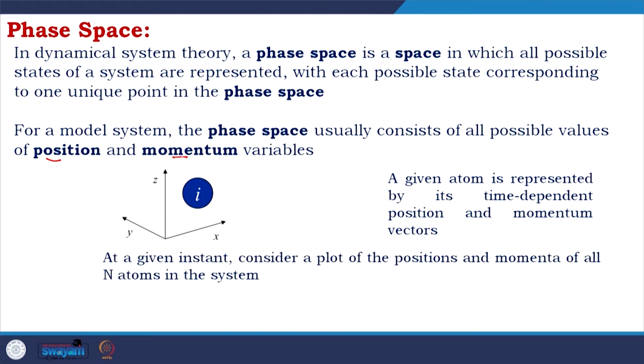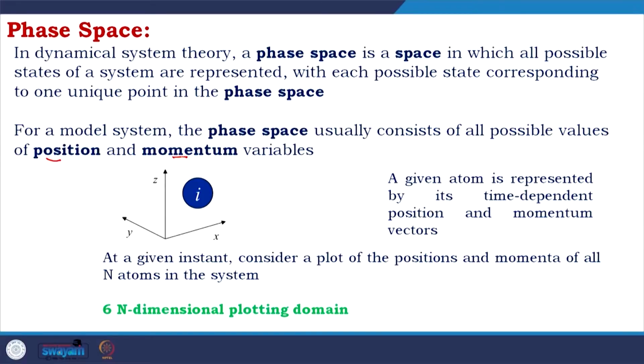At a given instant, consider a plot of the position and momenta for all the n atoms in the system. So, we start with the I atom. Now, we are considering all the n atoms. So, there would be degrees of freedom in terms of position and momenta. So, there would be a 6n dimensional plotting domain, and that 6n dimensional plotting domain defines the phase space.